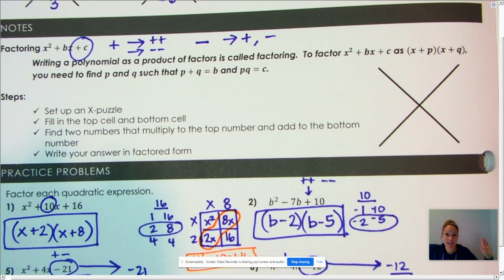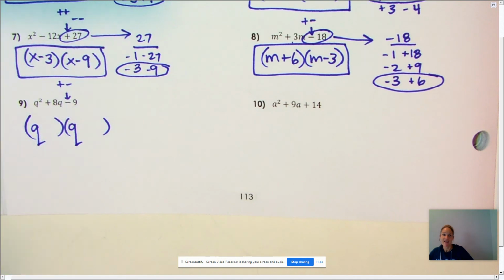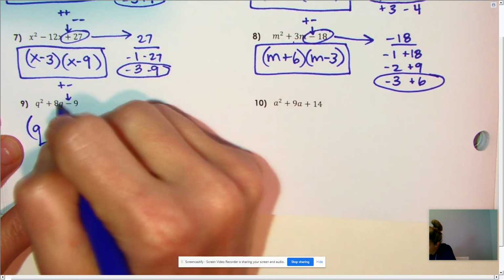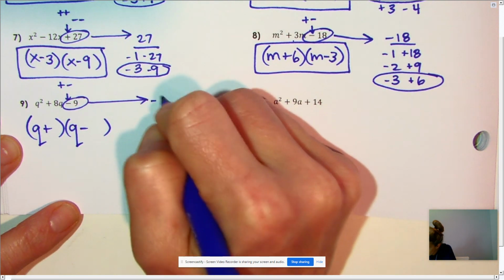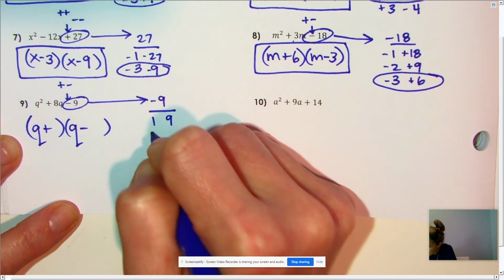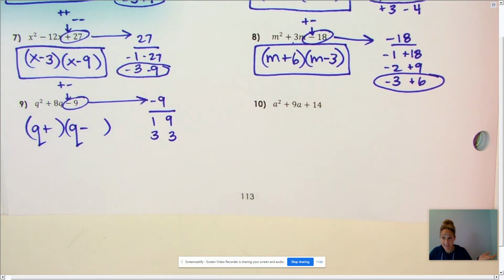So you can pause it and add that to your notes if that's helpful. If not, just keep working on the problems with me. Okay, so I'm going to take this negative 9, and I know I have a plus and a minus, and I'm going to write the negative 9, and I'm going to list all the things that make 9. 1 and 9 and 3 and 3 is it.